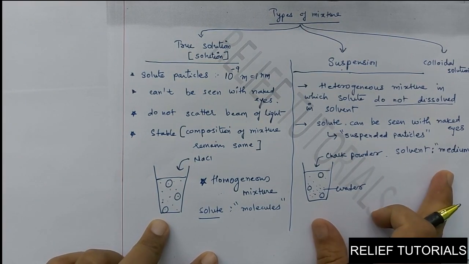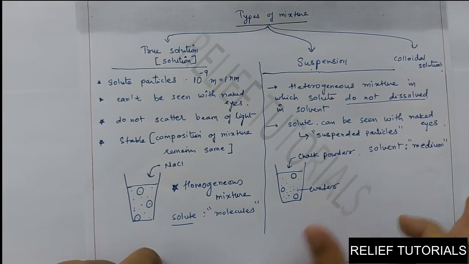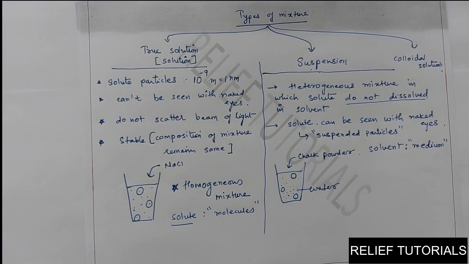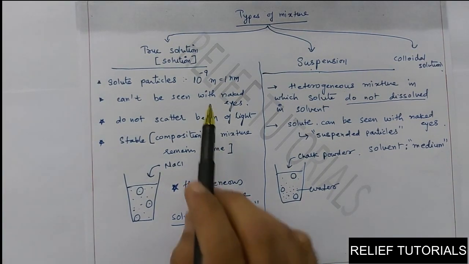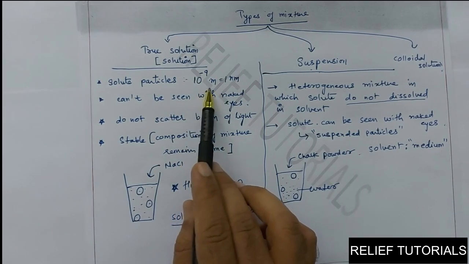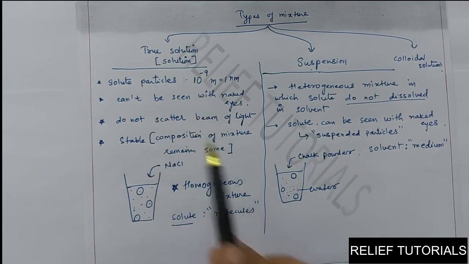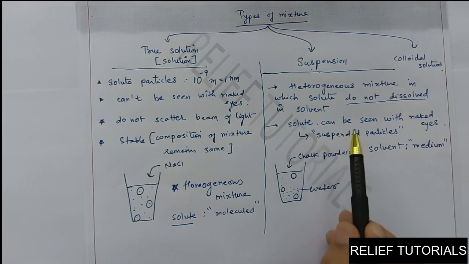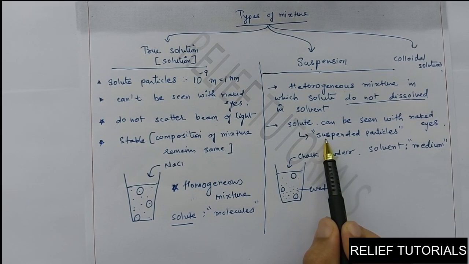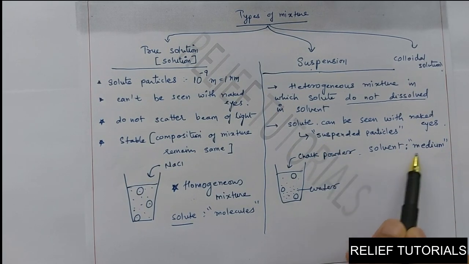You can say only medium also. Here the solute particles are named as molecules because the size of molecule is nearly equal to 10 raised to minus 9 meter. They cannot be seen with the naked eye, but here the solute particles are named as suspended, means undissolved particles, so they can be easily seen with the naked eyes. Solvent is named as medium.